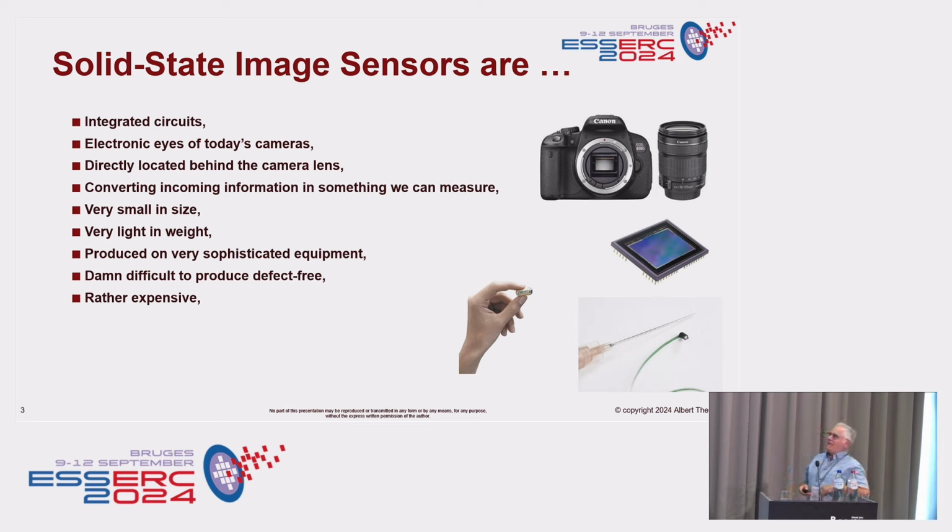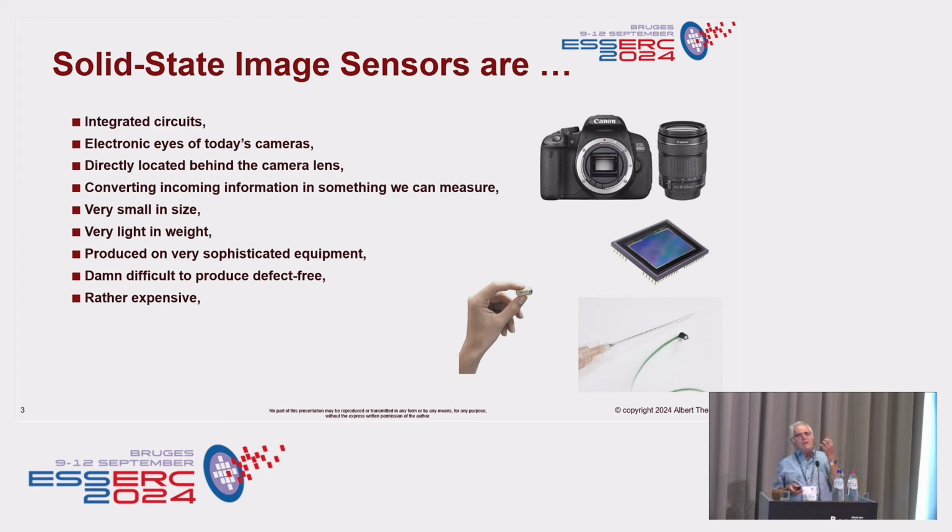But a bit simpler, and a bit closer to reality, you can say that solid-state image sensors today form the eyes of today's cameras. In the past, we had imaging tubes in a camera, but these days we don't see imaging tubes anymore. It's all solid-state, it's all ICs. And they are located directly behind the lens. So if you screw off the lens of a camera, the first thing you see is the solid-state image sensor.